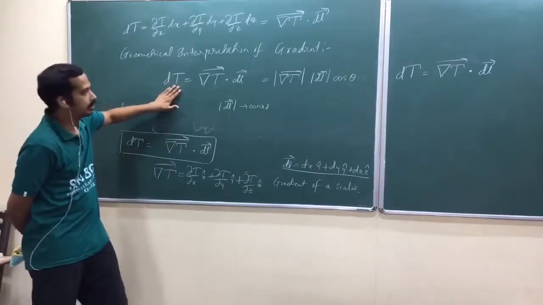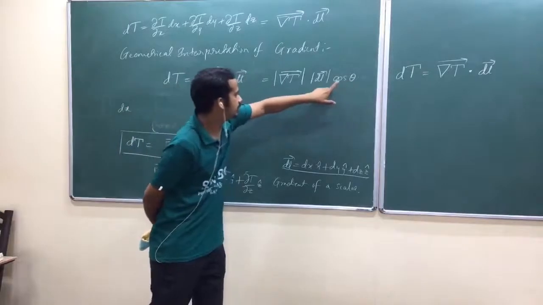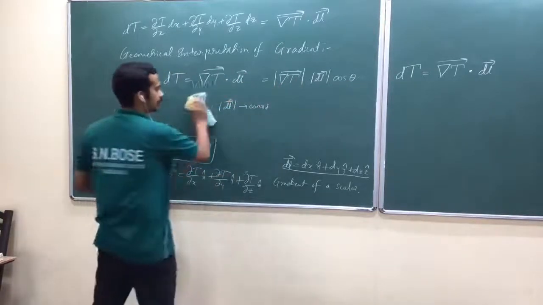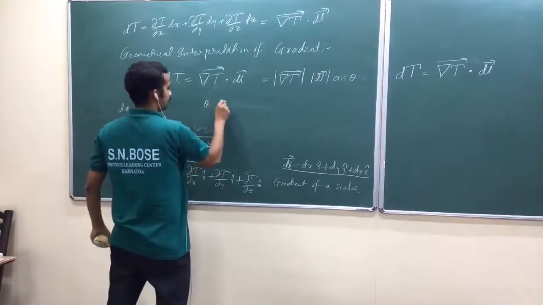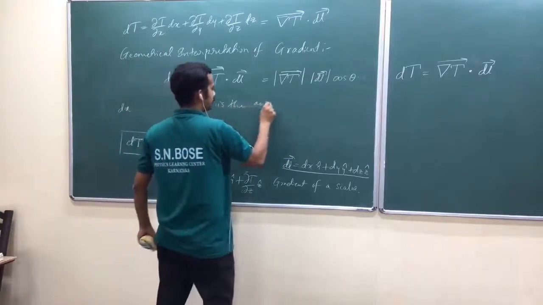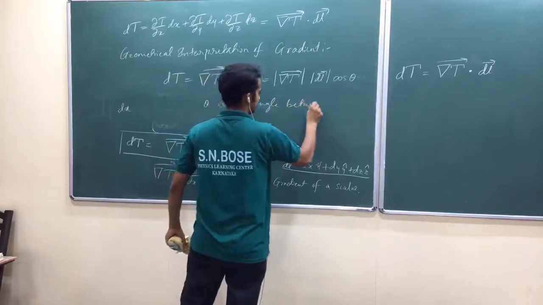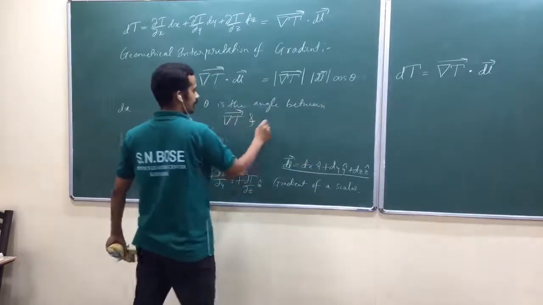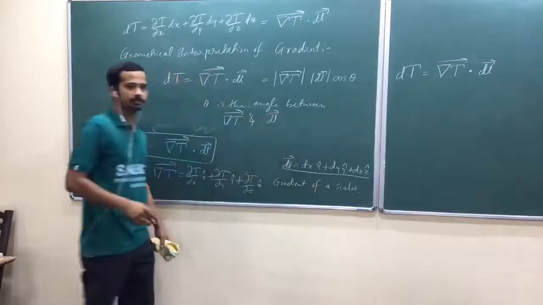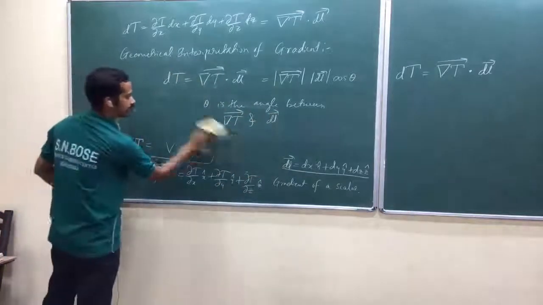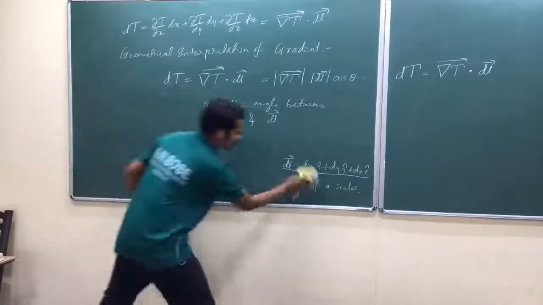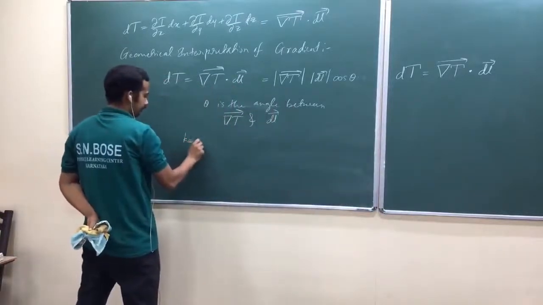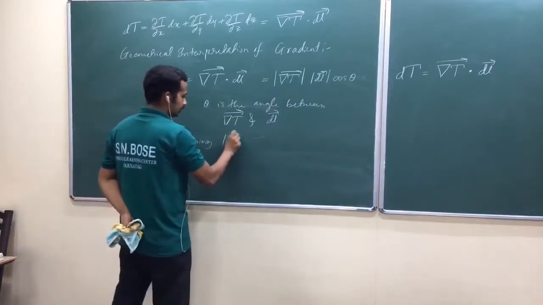Change in temperature, okay? So what is the theta? Theta is the angle between gradient and dl vector. Am I right? Yeah, you better write it like this. Theta is the angle between gradient and dl vector. Dl means displacement vector. Is that okay? So now look at here. So let me keep mod dl constant.